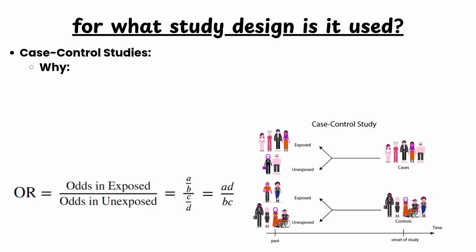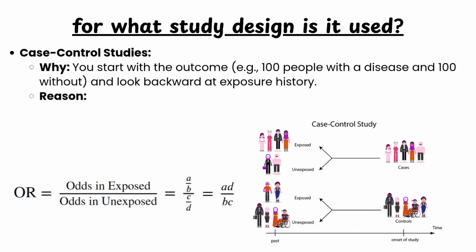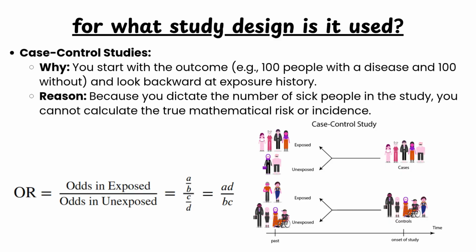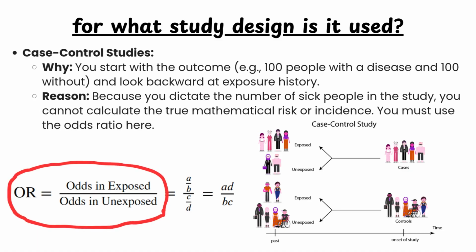Why odds ratio in this study? You start with the outcome, for example, 100 people with a disease and 100 without, and look backward at exposure history. The reason for using odds ratio is that, because you dictate the number of sick people in the study, you cannot calculate the true mathematical risk or incidence. You must use the odds ratio here.